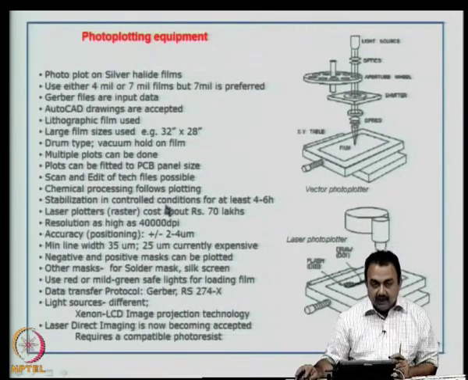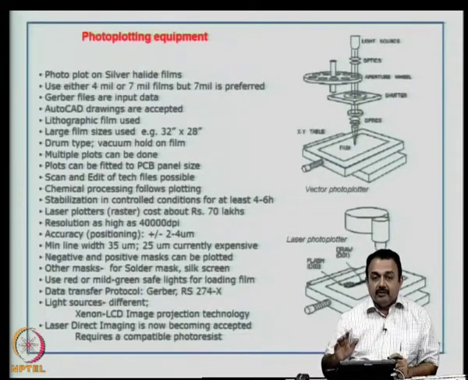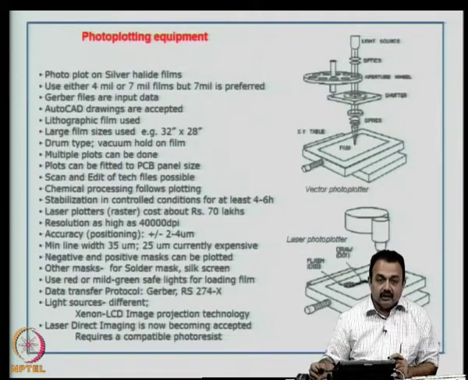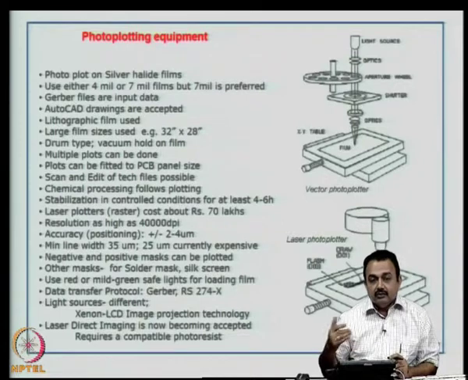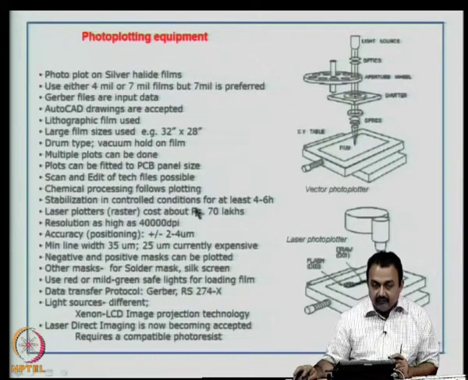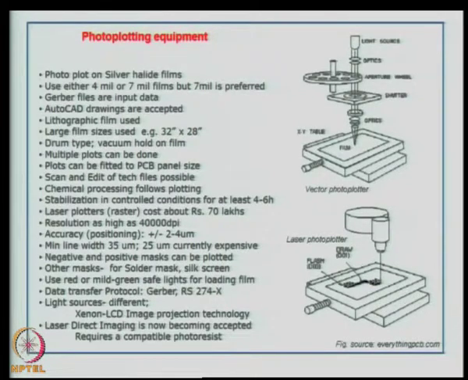Stabilization needs to be done after the plotting is over, after the chemical process is over, and the stabilization time is usually 4 to 6 hours. Okay. In controlled conditions in the lab, typically where temperatures can be around 21 degrees centigrade, 55% relative humidity, so that the film can stabilize, and only after stabilization you give it to the manufacturing. Typical raster photoplotters can cost anywhere from 50 lakhs to 1 crore. Okay. So, that depends on the range and the capability and the resolution, and the accuracies and the smaller line widths that can be used.